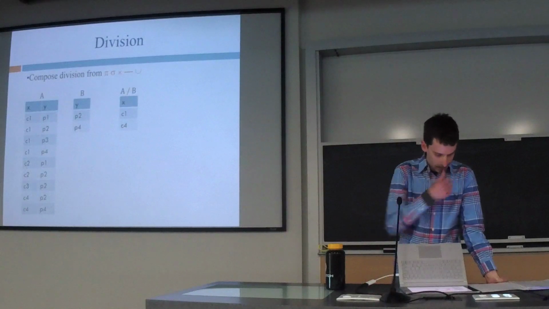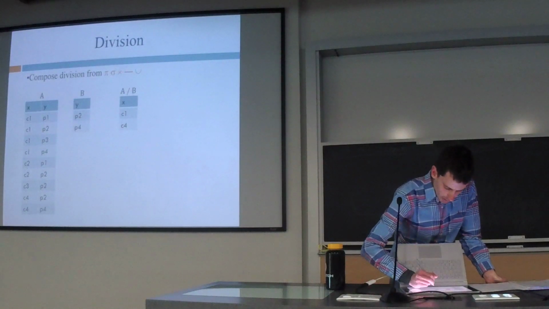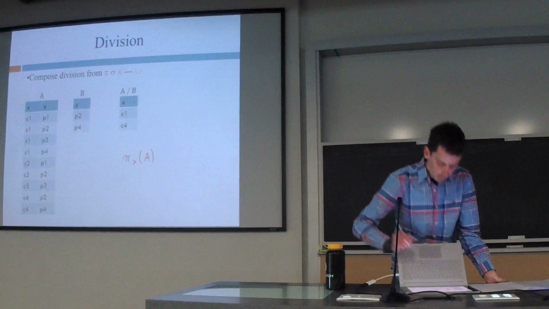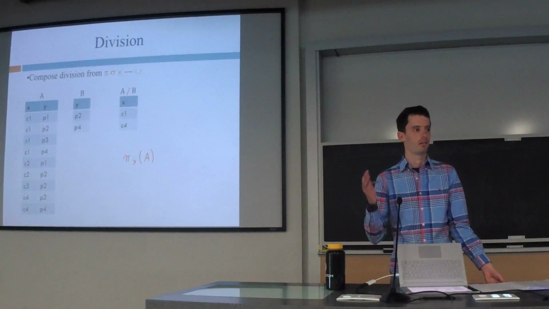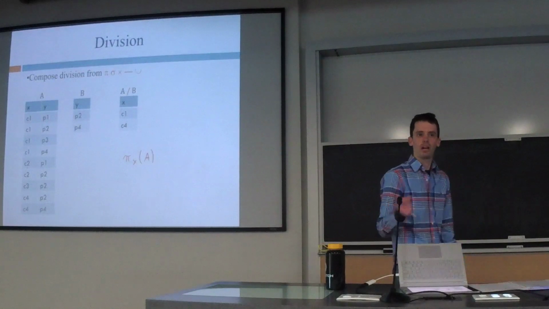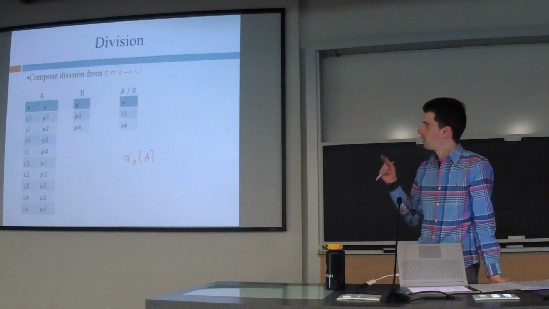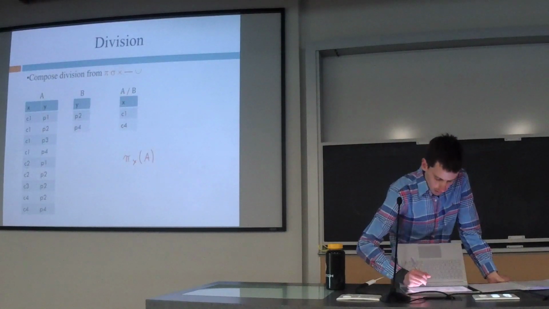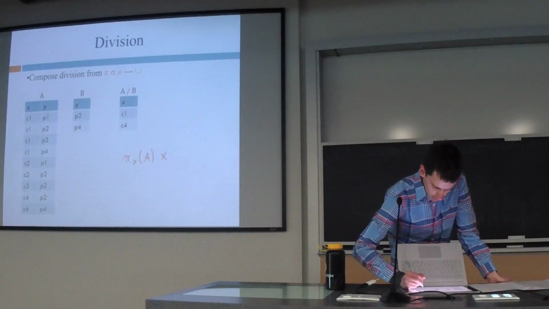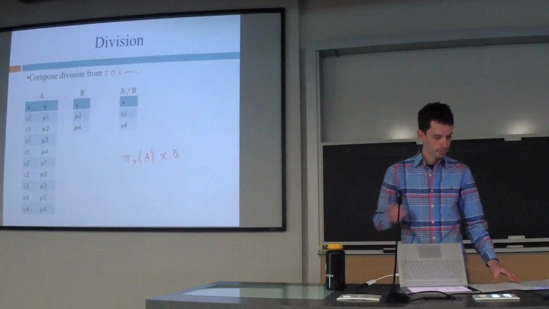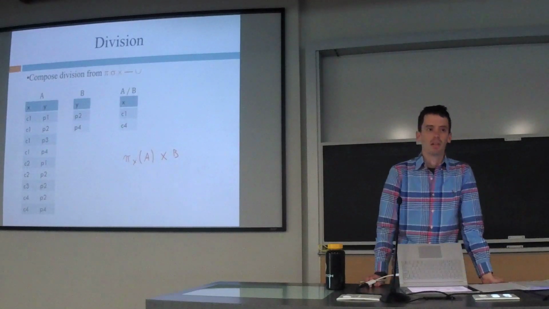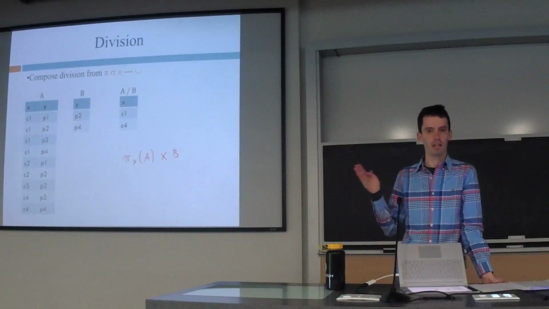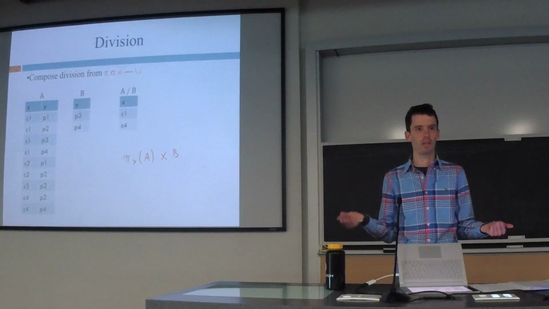So I'm going to start by projecting X out of A. Okay, that gives me just all the cars. And remember, projection automatically removes duplicates. So this is just going to give me C1, C2, C3, and C4. Just every car. I'm going to cross that with B. Okay. B only contains a Y column, and I'm projecting just the X out of A. So this is X's crossed with Y's.